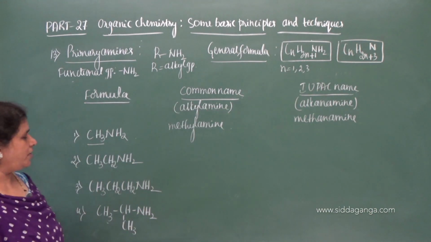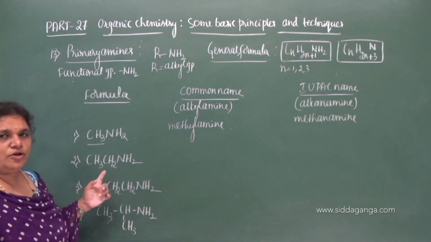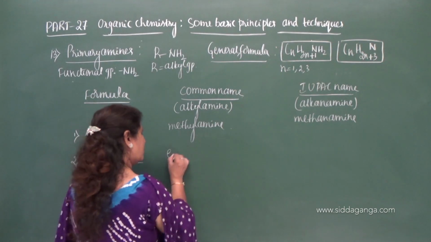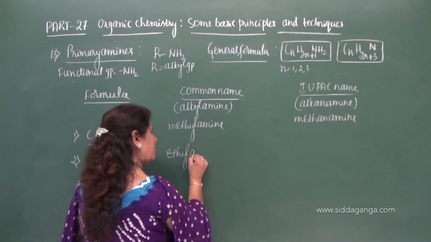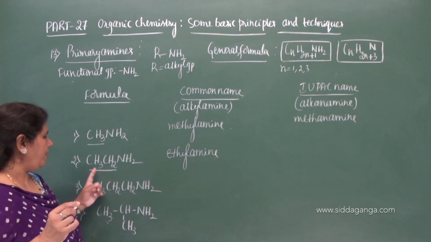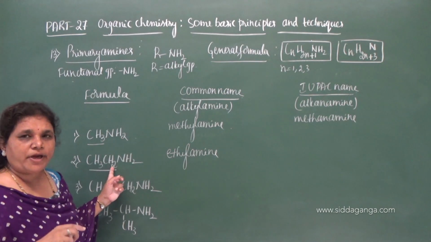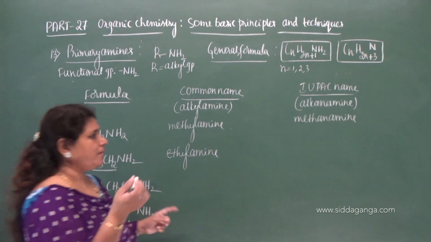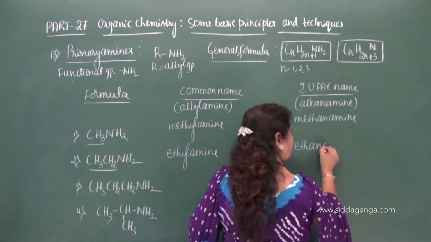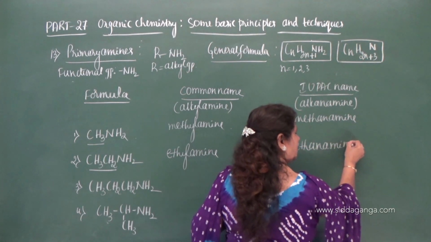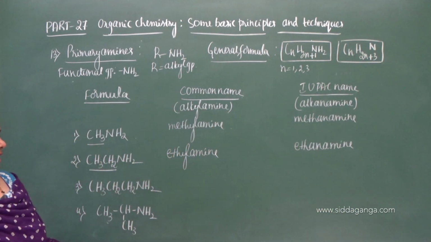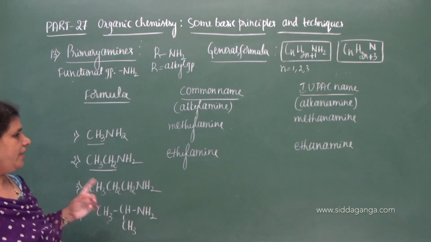Okay, now let us move on to the second one. What is this group? Ethyl group, correct? Ethyl amine is the common name. Ethane is the alkane. Remove the terminal E and add the word amine, then you will get ethanamine.